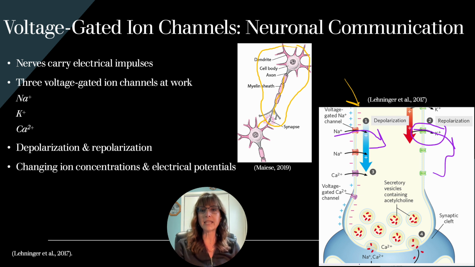Now, as that is happening and the signal gets lower and lower into the axon, the calcium channel is then opened up. And you'll notice here that the calcium ions are flowing into the cell. That is actually what triggers the release of the neurotransmitter like acetylcholine into the synapse, which then gets passed on to the next cell. So the process begins all over again.